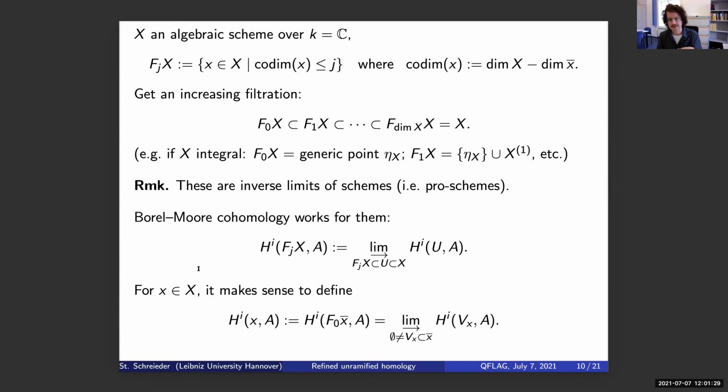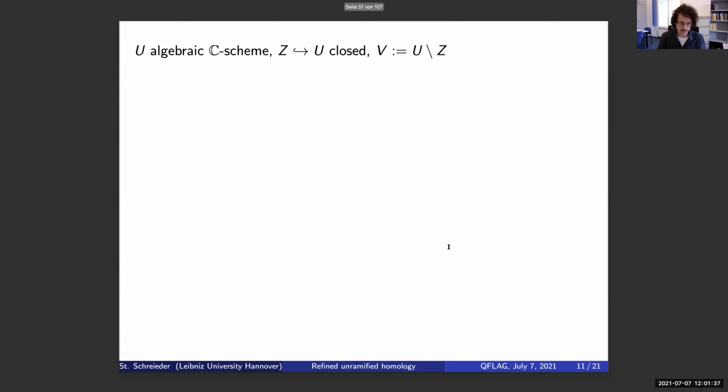Okay, so we look at this natural coniveau filtration of the scheme X, and each piece has naturally associated to it the cohomology groups, and these are huge groups because we take this direct limit. So what can we do with this?